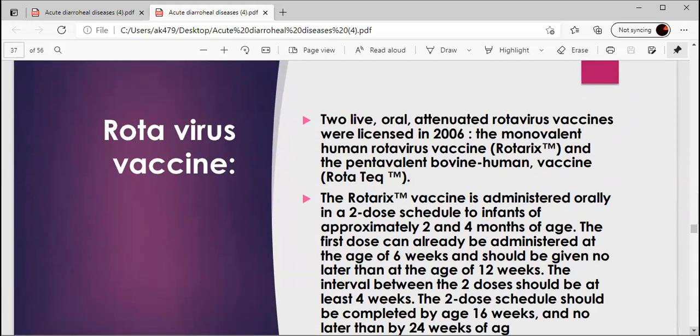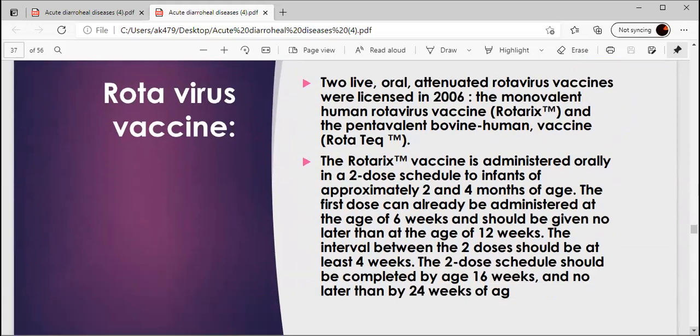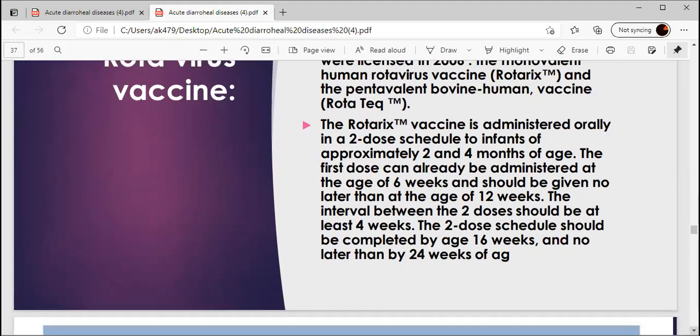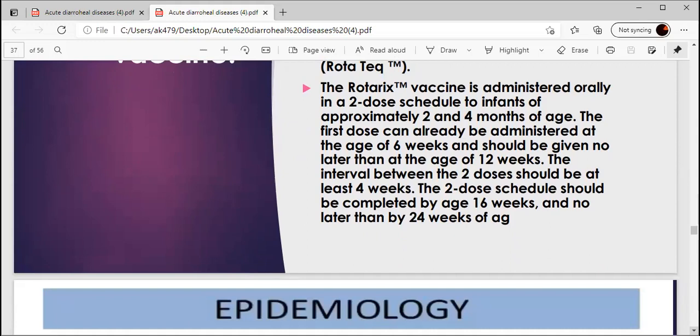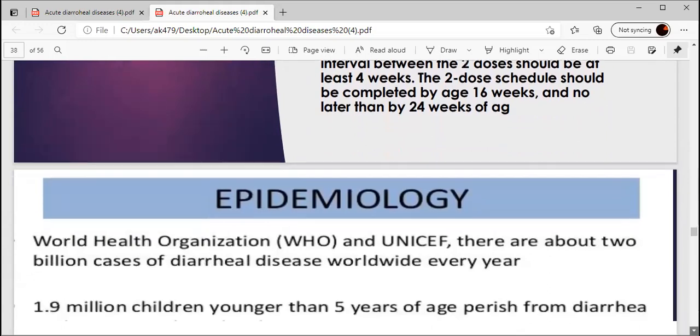Rotavirus vaccine. Two live oral attenuated rotavirus vaccines were licensed in 2006, the monovalent human rotavirus vaccine and the pentavalent bovine human vaccine. The rotavirus vaccine is administered orally in a 2-dose schedule to infants of approximately 2 to 4 months of age. The first dose can already be administered at the age of 6 weeks and should be given no later than at the age of 12 weeks. The interval between the 2 doses should be at least 4 weeks. The 2-dose schedule should be completed by the age of 16 weeks and no later than 24 weeks of age.